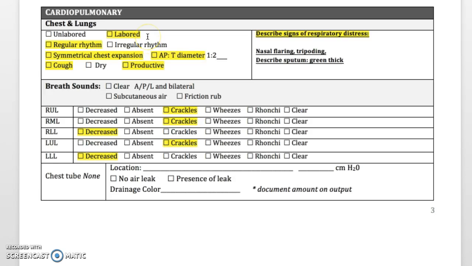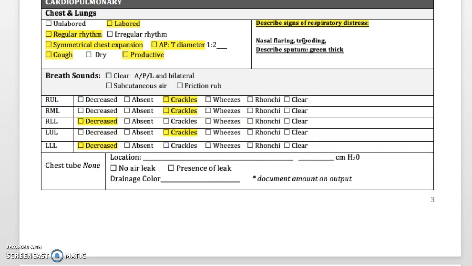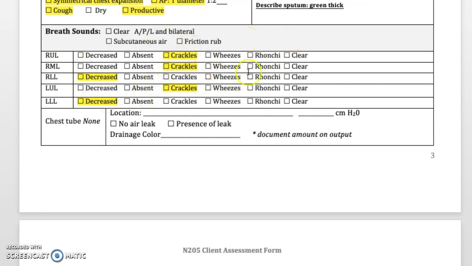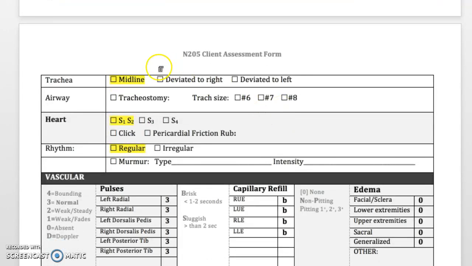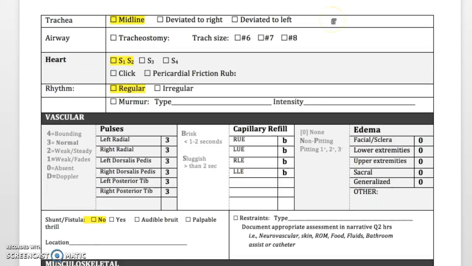Cardiopulmonary, if you see them labored breathing, I want you to describe what you saw. Did you see nasal flaring? Did you see tripoding? What made you check labored? I want you to explain your abnormalities. You can check what your breath sounds were. If you don't have a chest tube, you can write none. Trachea hopefully is midline. If it's deviated, we've got a problem.